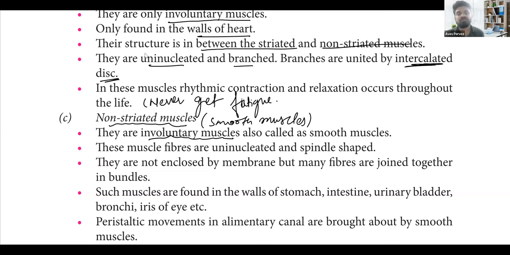There are certain actions that take place, for example, contraction and relaxation of the esophagus. When we eat something, it contracts and helps the food reach the stomach. So it does a specialized peristaltic movement, that is called peristalsis, or peristaltic movement, here it is written. This whole thing is called the alimentary canal, and it helps in the peristaltic movement.